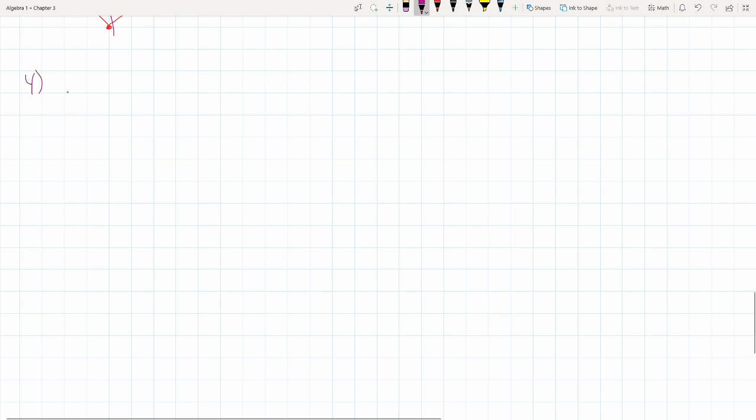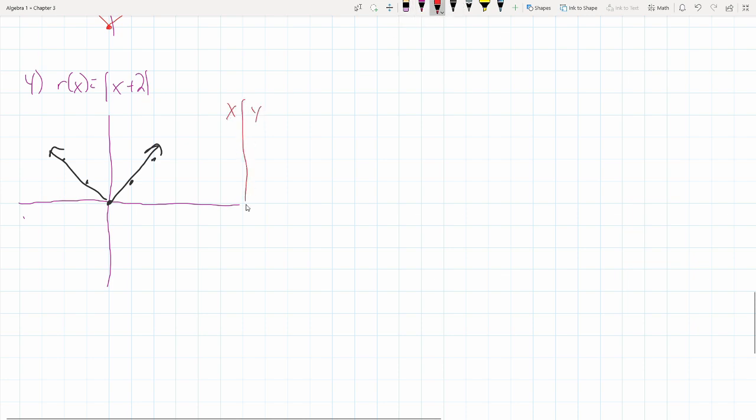Number 4 has r of x equals the absolute value of x plus 2. Close the absolute value. So again, I'm going to draw my graph. I'm going to write down my parent function: 0, 0, 1, 1, 2, 2, -1, 1, -2, 2. Go here, go here. All right. Now I'm going to make that XY table.